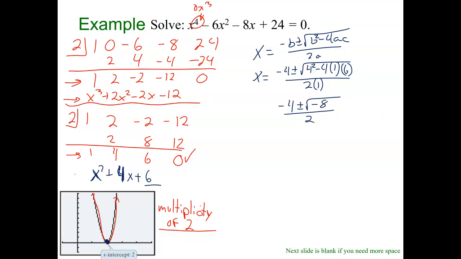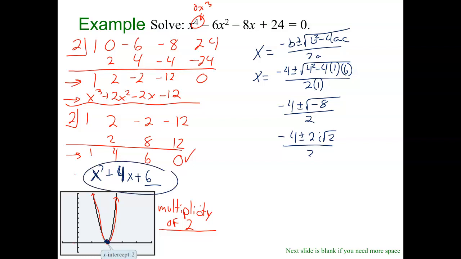2 square root of 2. Close. 2i square root of 2, because I got that negative. It's going to give me that imaginary root. So now I have 2 imaginary roots, which is why you don't see any more x-intercepts, because those last 2 solutions are imaginary.